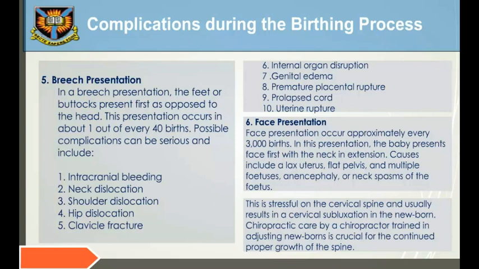6. Face presentation. Face presentation occurs approximately every 3,000 births. In this presentation, the baby presents face first with the neck in extension. Causes include a lax uterus, flat pelvis, and multiple fetuses, anencephaly or neck spasm of the fetus. This is stressful on the cervical spine and usually results in a cervical subluxation in the newborn. Chiropractic care by a chiropractor trained in adjusting newborns is crucial for the continued proper growth of the spine.